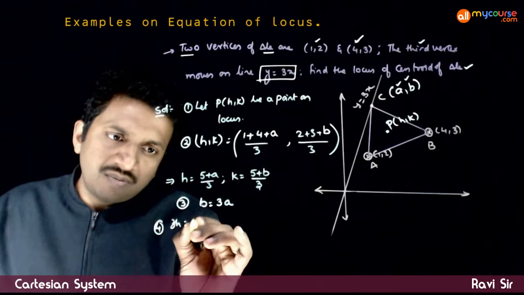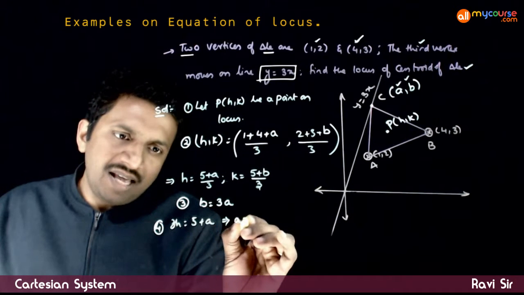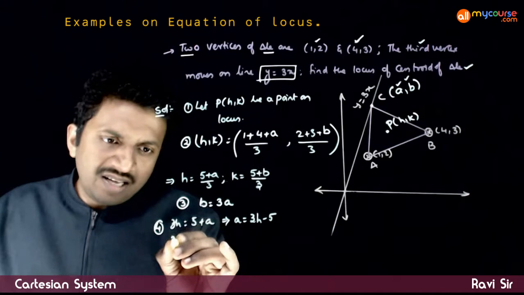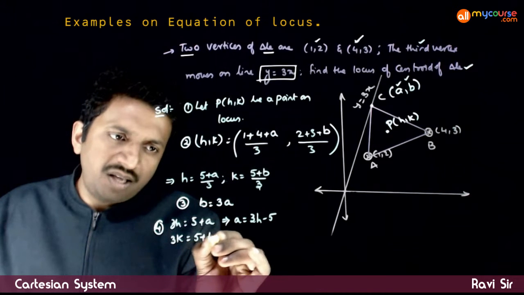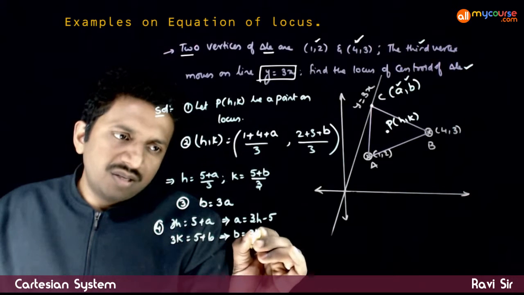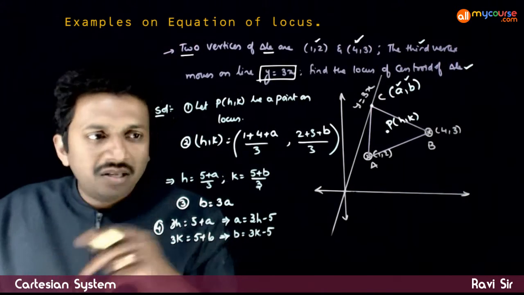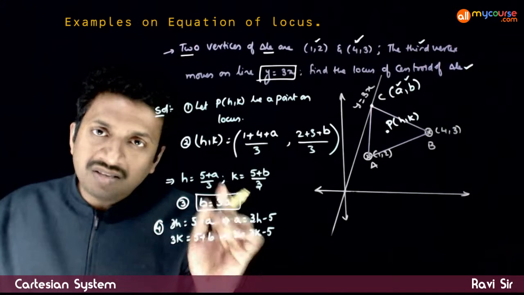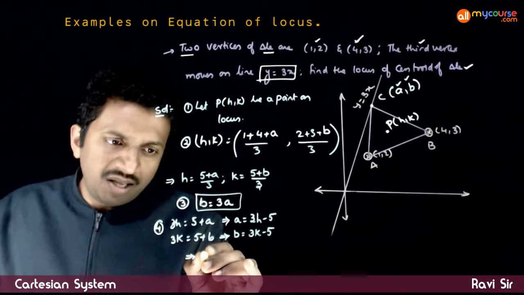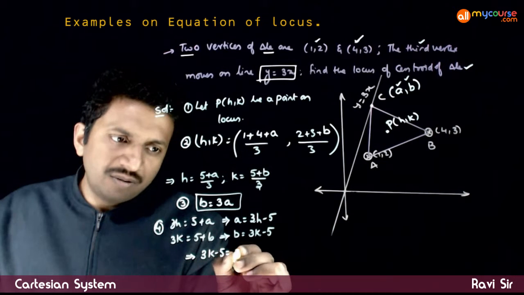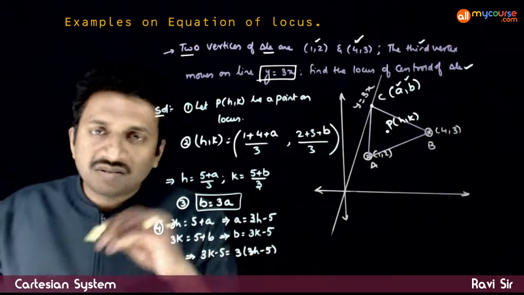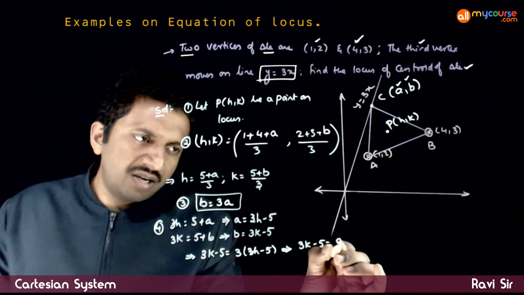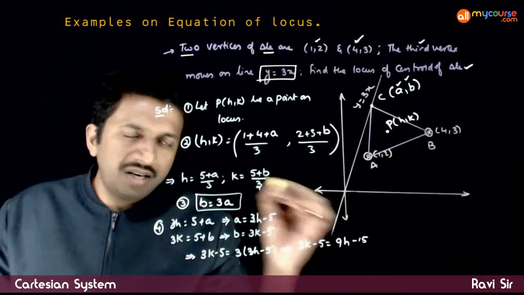3h is equal to 5 plus a. This implies a is equal to 3h minus 5. And 3k is equal to 5 plus b. This implies b is equal to 3k minus 5. So you have a, you have b. What is the third equation? b is equal to 3a. So to eliminate a and b, 3k minus 5 is equal to 3 times (3h minus 5). This implies 3k minus 5 is equal to 9h minus 15.